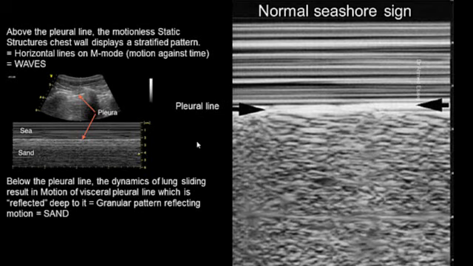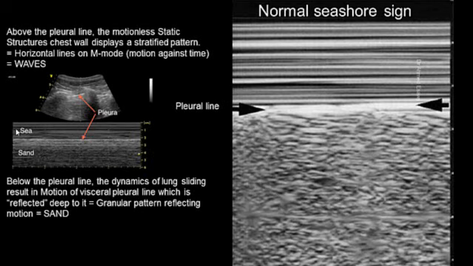Normal seashore sign, another sign which is normally present in lung ultrasound. Above the pleural line there is motionless static structure of the chest wall. This is a sign we diagnose with M mode, not P mode. M mode in ultrasound.